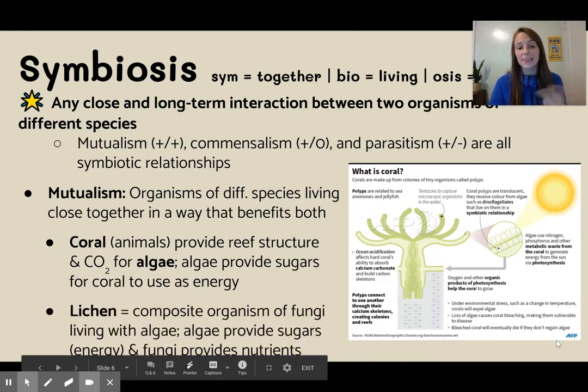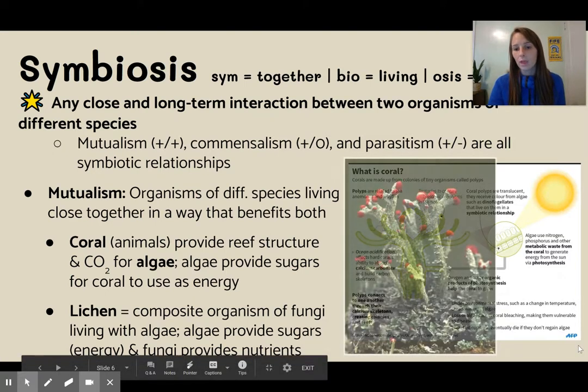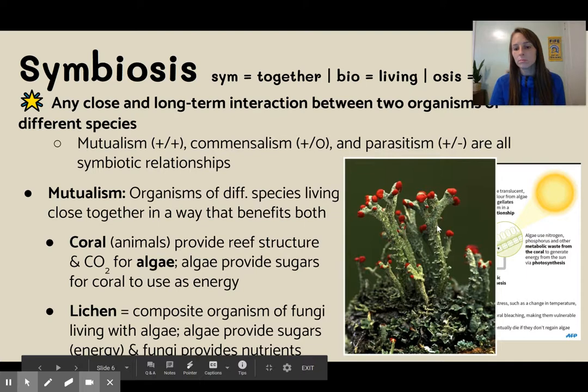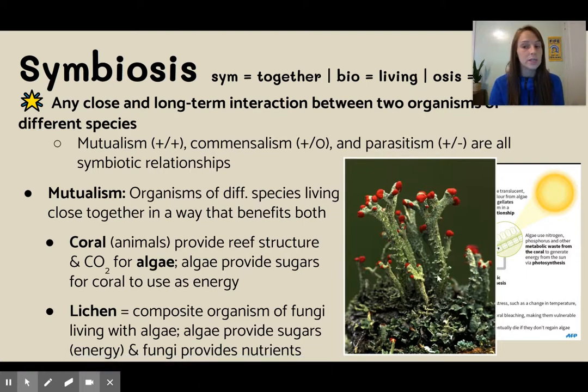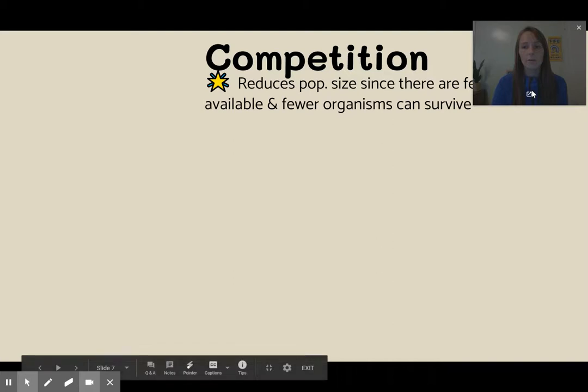Another example would be lichen. And this is going to be fungi living in a symbiotic relationship with algae. Again, the algae provides sugar, which is food, for the fungi, and the fungi then provides nutrients for the algae. And this is an image of lichen. You may have seen this growing on trees or on rocks, but this is what lichen looks like.